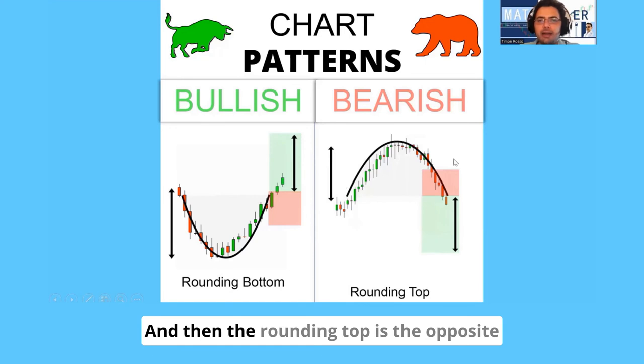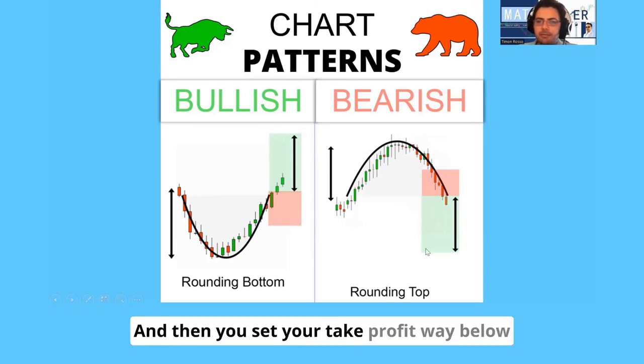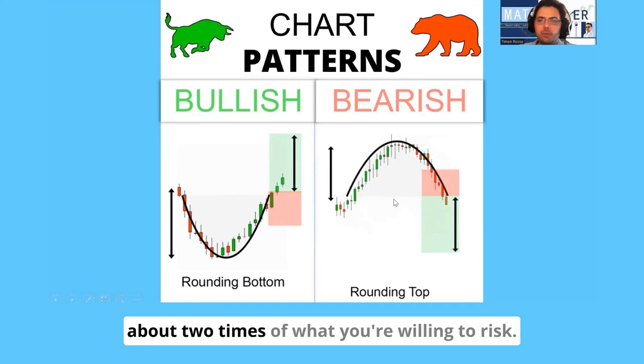And then the rounding top is the opposite, where it forms a rounding top formation. It then has a stop loss 50% of the height. And then you set your take profit way below, about 2 times of what you're willing to risk.